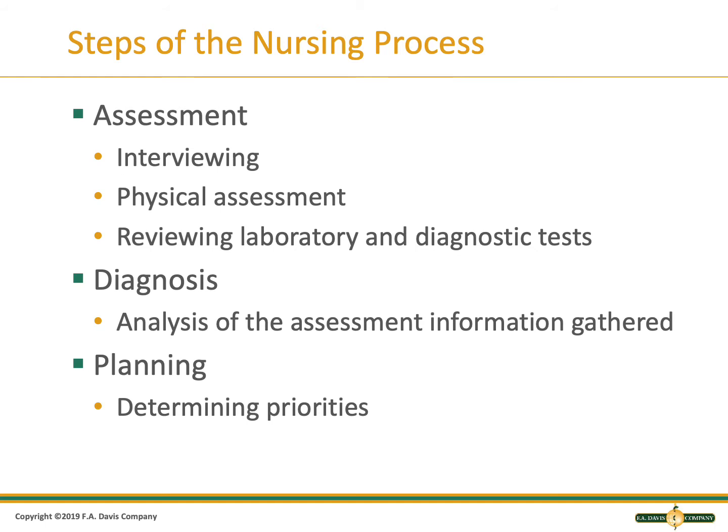The second step is diagnosis, which is an analysis of the assessment information gathered. And remember, we've talked about how this cannot be a medical diagnosis, such as stroke or chronic fatigue, but rather a nursing diagnosis that is taken out of our NANDA-approved nursing diagnoses, maybe something such as impaired mobility. And then the third step in the nursing process is planning, which is determining the priorities that we're going to put in place for our patient.